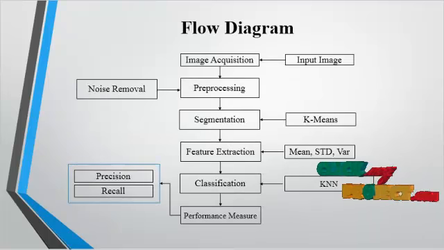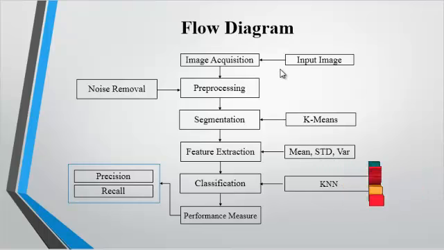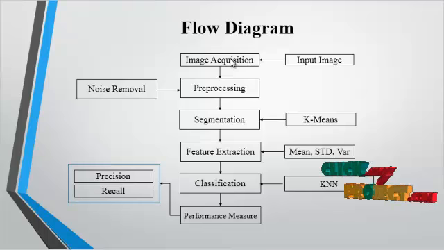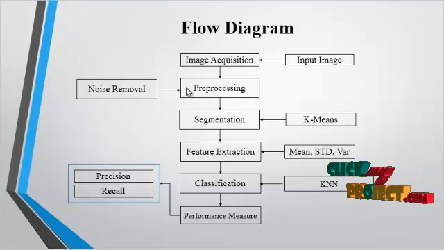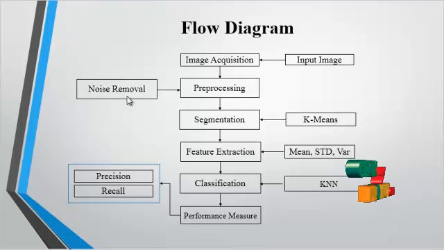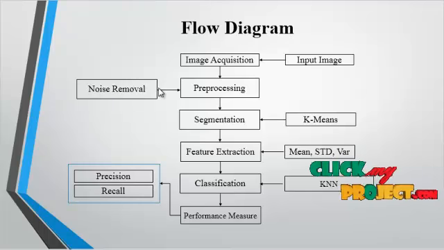Now we discuss the flow diagram for the process. At first, the input image is taken from the dataset. After taking the input image from the dataset, the pre-processing is carried out. In this pre-processing, we have to remove the noise from the image. So here we use the noise removal technique using the Gaussian filter method.